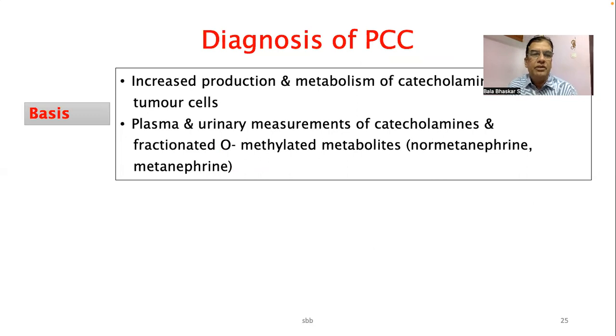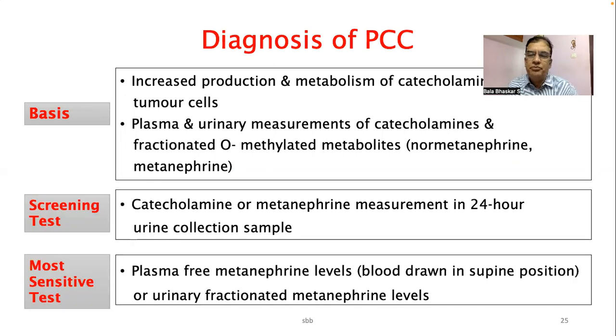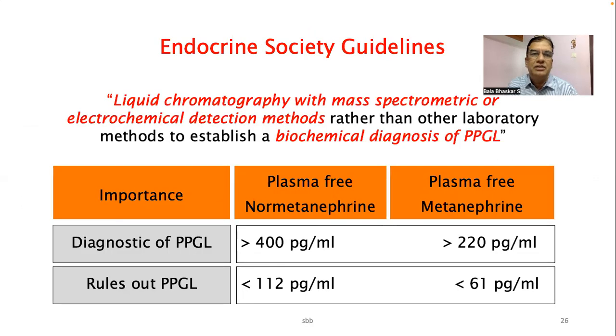So how do we diagnose? Diagnosis is based upon the simple principle that the tumor produces a lot of catecholamines. So what we should be doing is plasma and urinary measurements of catecholamines, and the fractionated metabolites like normetanephrine and metanephrine must be detected. Hence, the screening test for paragangliomas and pheochromocytoma is the measurement of catecholamines or metanephrines in a 24-hour urine sample. There are guidelines on how to collect all these. And the most sensitive test would be the plasma-free metanephrine levels, with the patient's blood drawn in the supine position, or the urinary fractionated metanephrine levels.